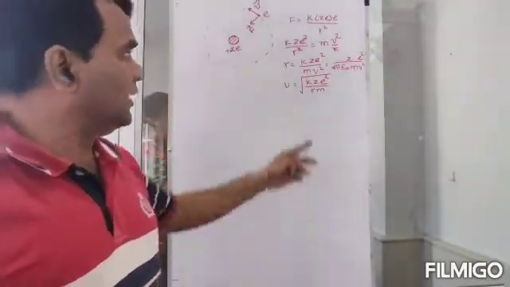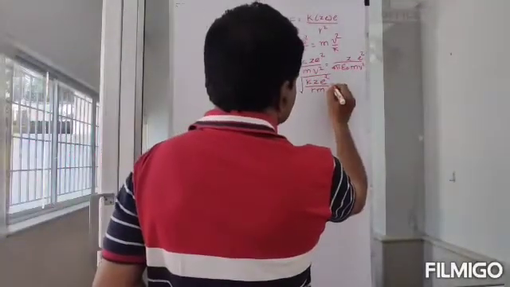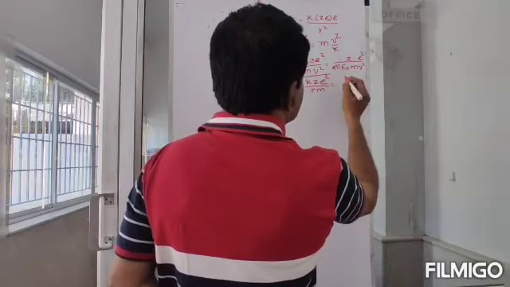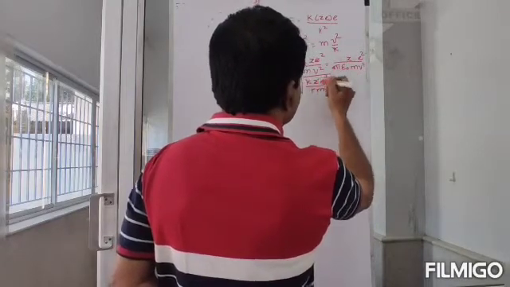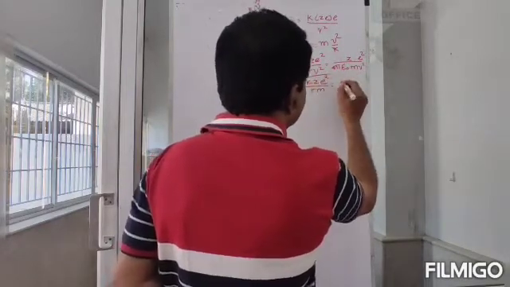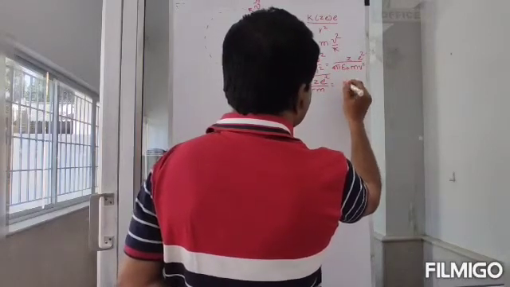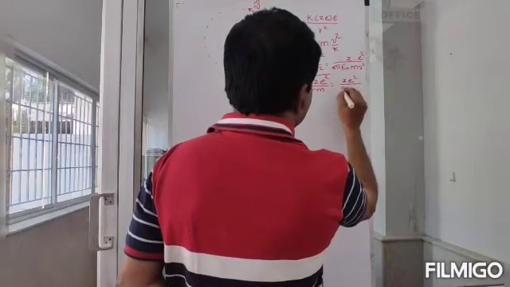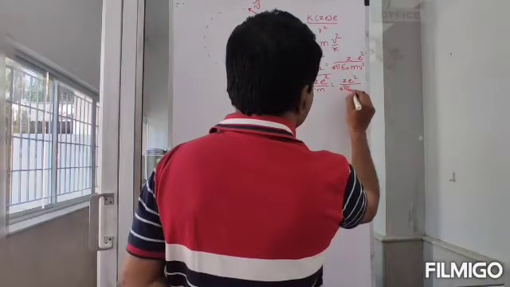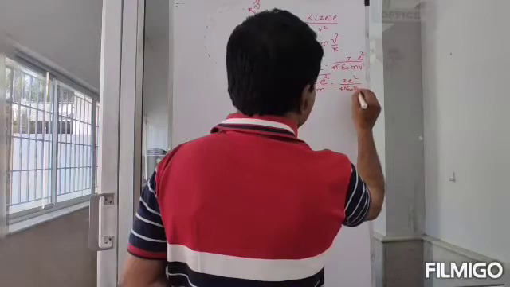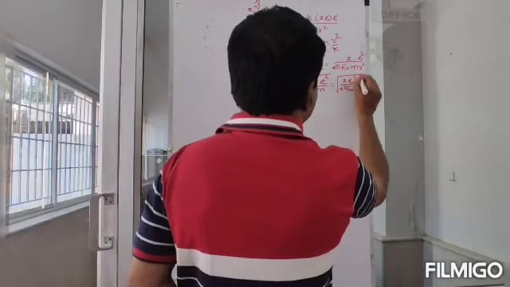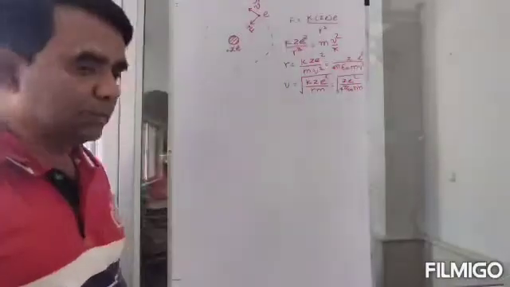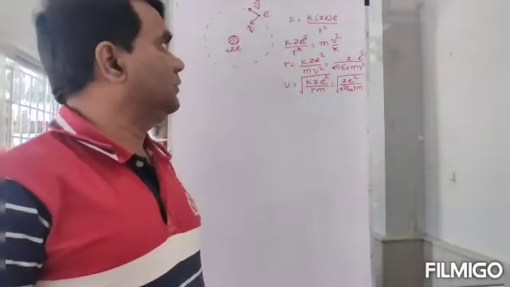Okay, and again if I expand this, I can substitute the value for k, which is simply 1 by 4 pi epsilon naught. So I get the square root of z e squared by 4 pi epsilon naught r m. Okay, so this is one.